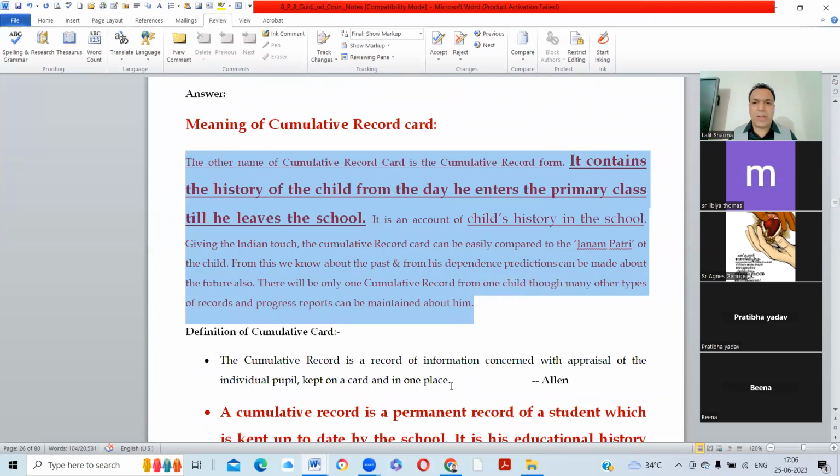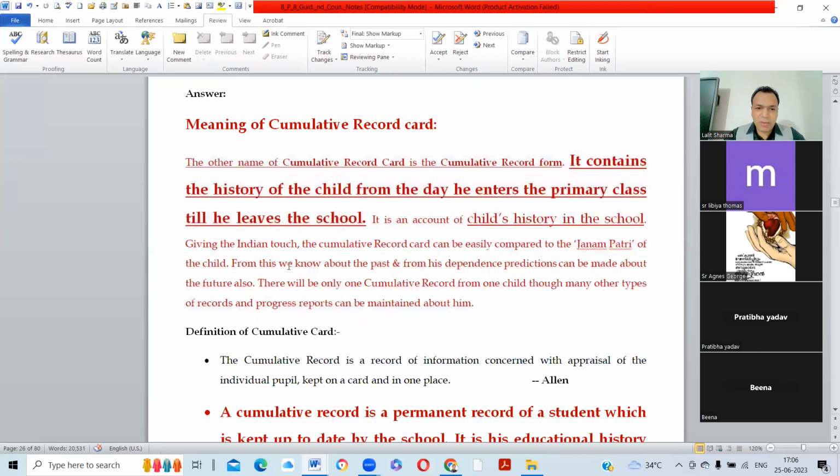Cumulative record is such a kind of record which contains the history of the child from the day one he enters the school till he leaves the school. Okay, it is an account of a child's history in the school. Giving the Indian touch, the cumulative card can be easily compared to the Janapatri of the child. From this we know about the past, and from the past, predictions can be made about the future also. There will be only one cumulative record for one child, though many other types of records and progress reports can be maintained about him.